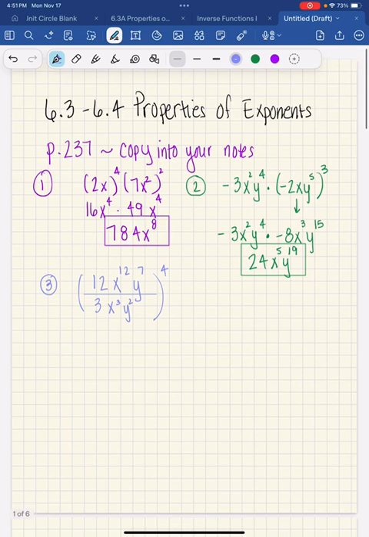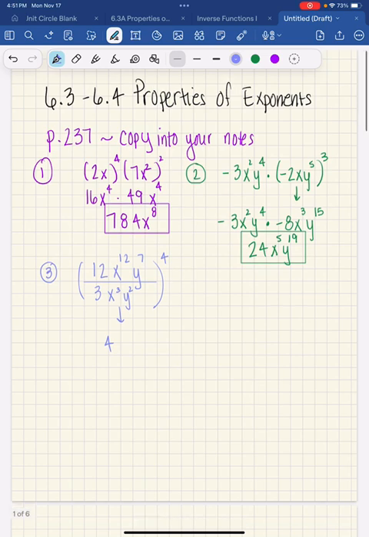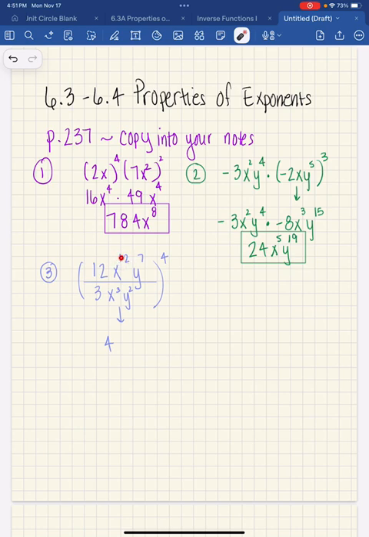So this is going to become 12 divided by 3 is 4. X to the 12th over x to the 3rd. You've got 12 x's in the top, the numerator, 3 x's in the denominator. You subtract and you get x to the 9th. And then y to the 7th over y squared is y to the 5th.